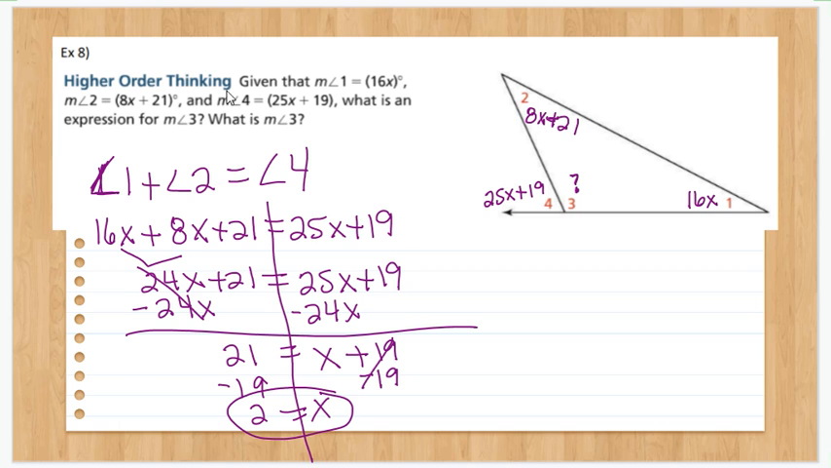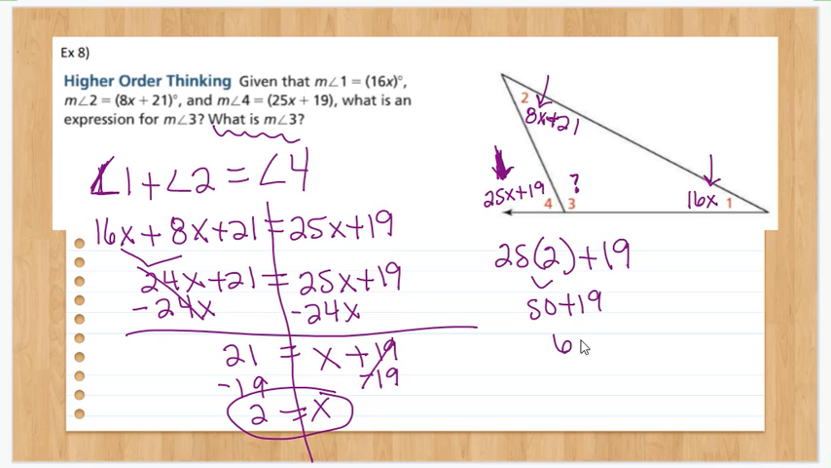All right, now if I come back up here, if we know that x equals 2, I could find out all these angles, but what's the one they want me to find? They want me to find angle 3. So if I know x, I could plug in there. I can plug in for x in any of these, right? So I can do 25 times 2 plus 19 and figure out what this outside angle is. So that's going to be 50 plus 19, which is 69.